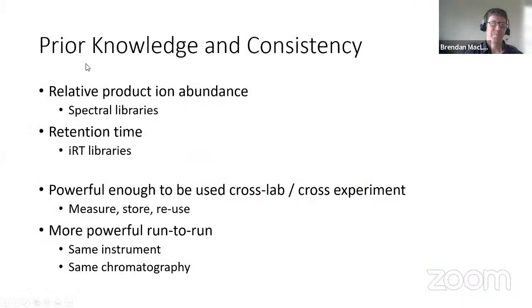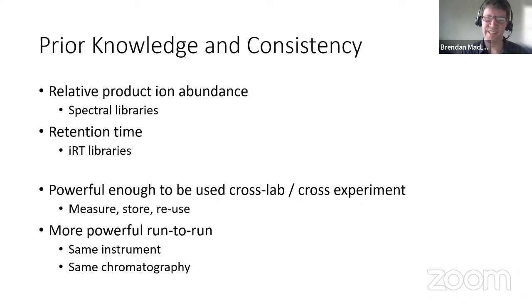A really important concept that we realized as we were doing SRM back in the day with Skyline, a key concept that allows us to get more information out of our mass spectrometry data, is prior knowledge and consistency. There are things we measure with our mass spectrometer that are highly consistent across runs, and if we have prior knowledge of them, we can do a better job than just starting from scratch every time.